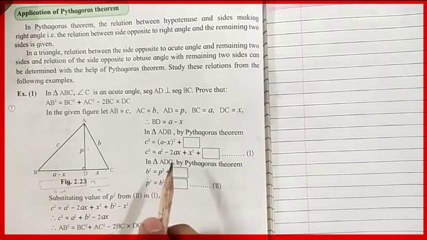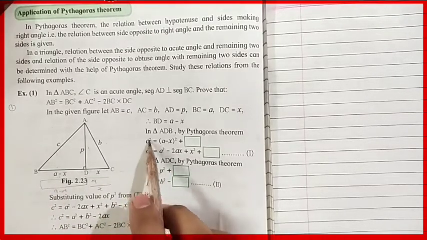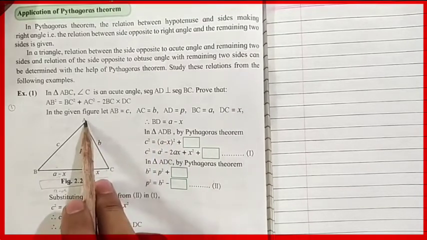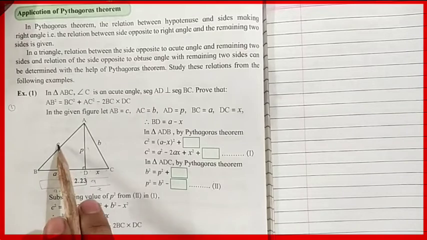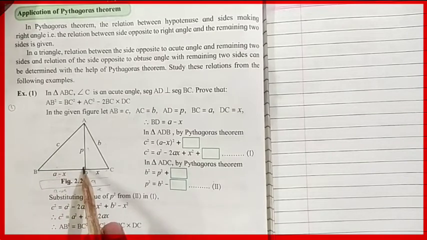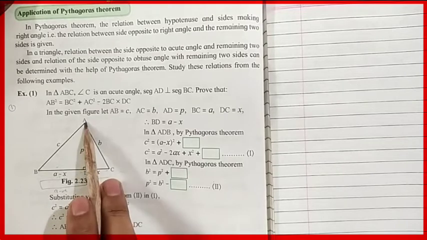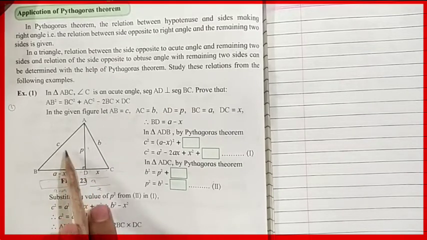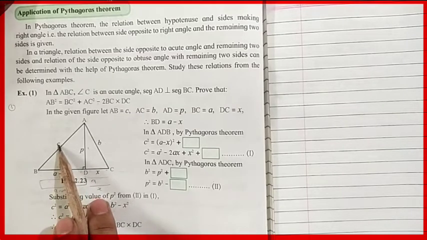Now we will solve. In triangle ADB, we are discussing triangle ADB. Angle D is 90 degrees. Why 90 degrees? Because we have drawn perpendicular AD on BC, so this angle will be 90 degrees. So this side c is opposite to the 90 degrees, that means this will be the hypotenuse.